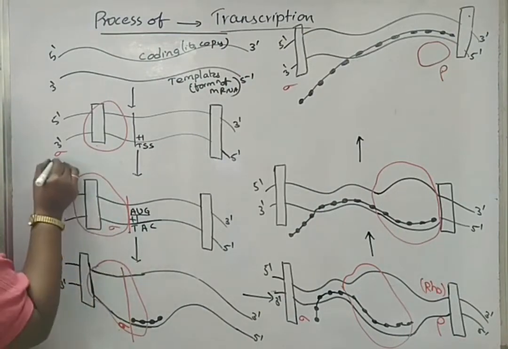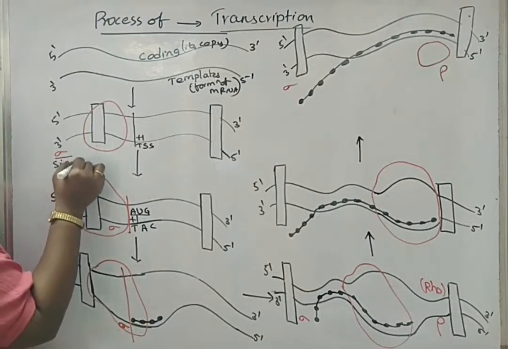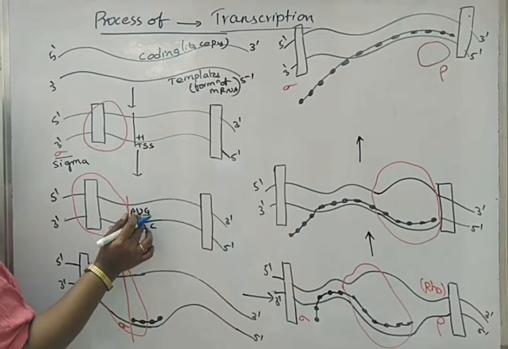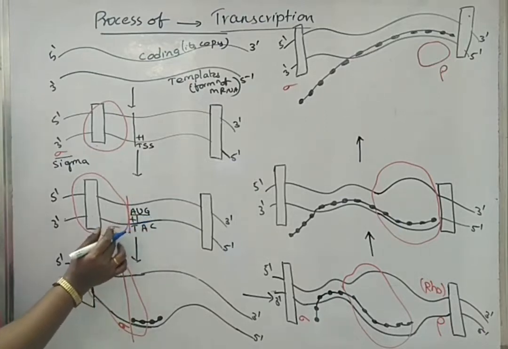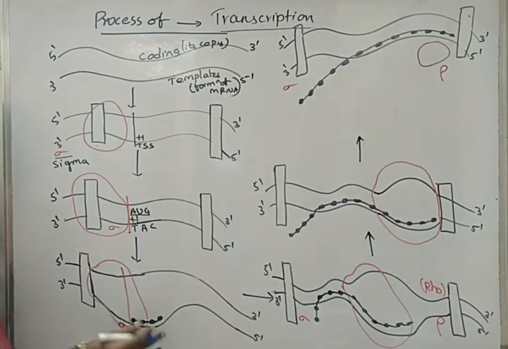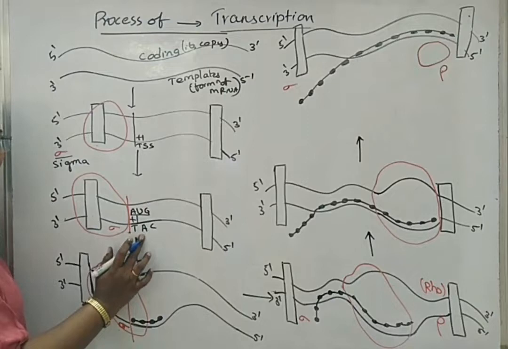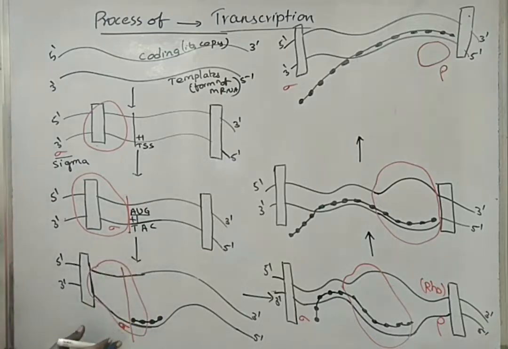For that purpose, the sigma factor will come and initiate the sequence, that is the AUG codon sequence of the mRNA, and it will get separated off. Sigma factor function is just binding to the RNA polymerase, initiating the mRNA synthesis and disappearing from that area. So now the AUG codon has started here at the transcription starting site, and now the sigma factor will put off from there.